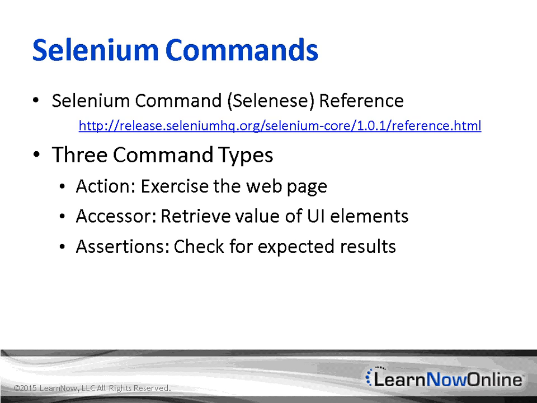There are three types of Selenium commands: actions, accessors, and assertions. Actions exercise the web page. These commands do things like navigate to URLs, click buttons, or type input into text fields. If an action fails, the test script's going to stop and report the failure. Accessors find elements on the page and retrieve their value for the test application to use. This could include values such as the contents of a text box or the title of the web page.